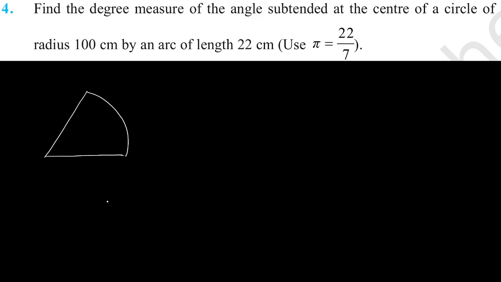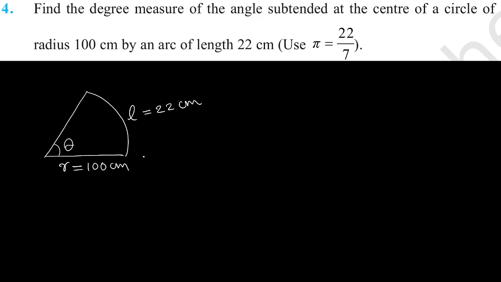Find the degree measure of the angle subtended at the center of a circle of radius 100 centimeter. Radius is given as 100 centimeter. Arc length L is 22 centimeter. We have to find the center angle in degree measure. Initially we will get it in radian value, but we will convert to degree later.